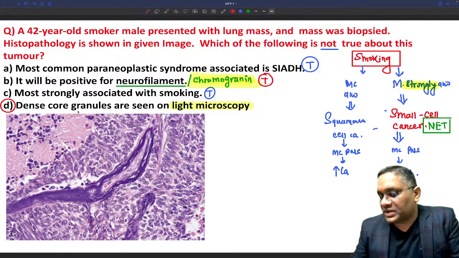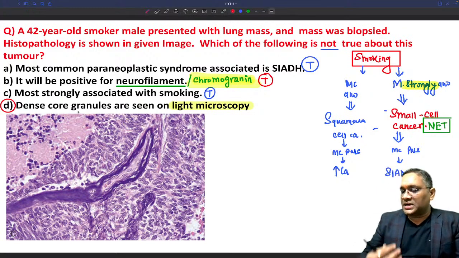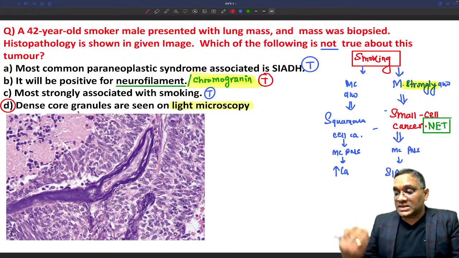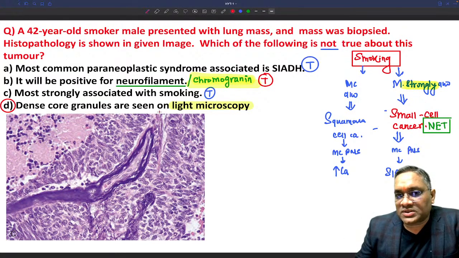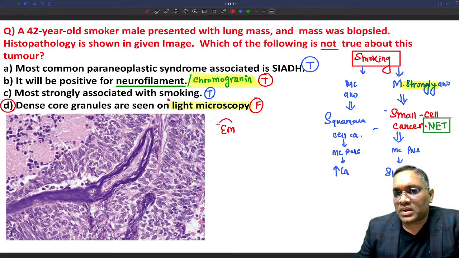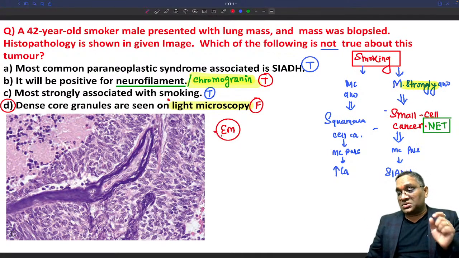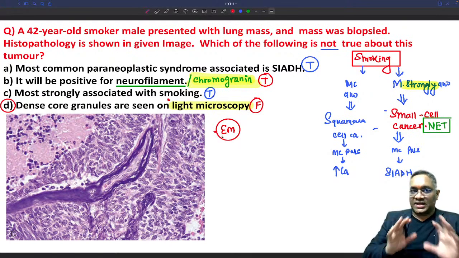Ishan Bansal, very good. Ishan Bansal is telling chromogranin A, CD56, CD57. All these are markers of neuroendocrine tumor as well as small cell cancer of the lung. Right? So this point we have to remember, that dense core granule will not be seen on light microscopy. It's a false statement. It should be seen on electron microscopy. And remember, this electron microscopic view was a question in AIIMS 2020. So now the answer is D.